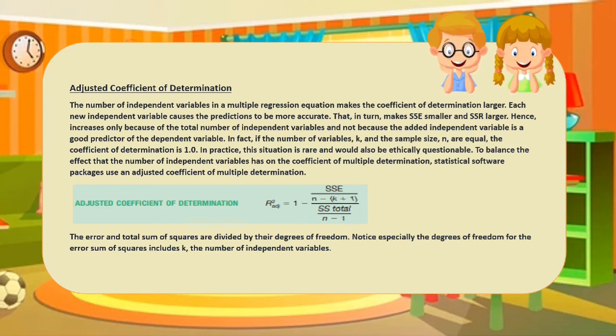To balance the effect that the number of independent variables has on the coefficient of multiple determination, statistical software packages use an adjusted coefficient of multiple determination. This is the formula. The error and total sum of square are divided by their degrees of freedom. Notice especially the degrees of freedom for the error sum of square includes k, the number of independent variables.